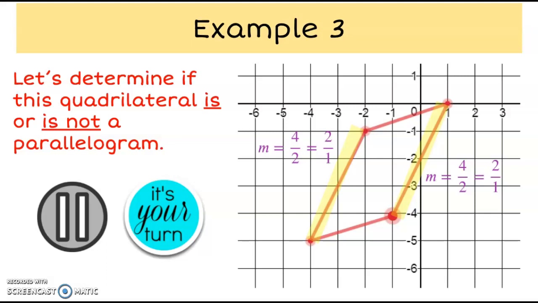Now on the top and the bottom. Your top slope was up 1 over 3, and your bottom slope was also up 1 over 3. The left and the right are the same, the top and the bottom are the same. We know that this figure is a parallelogram.